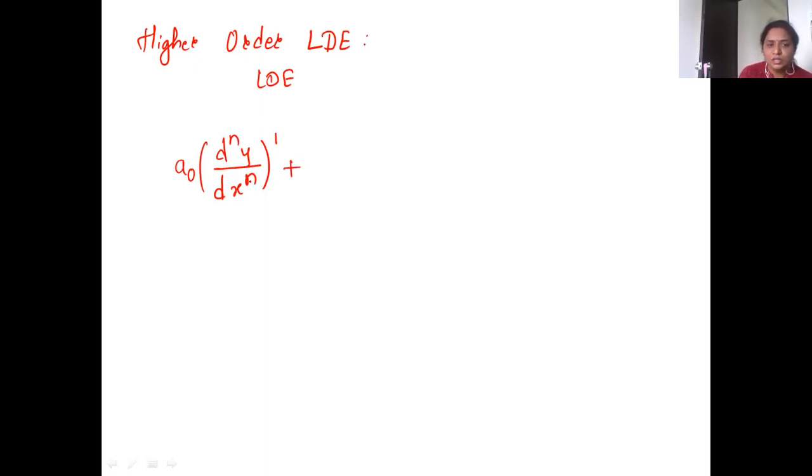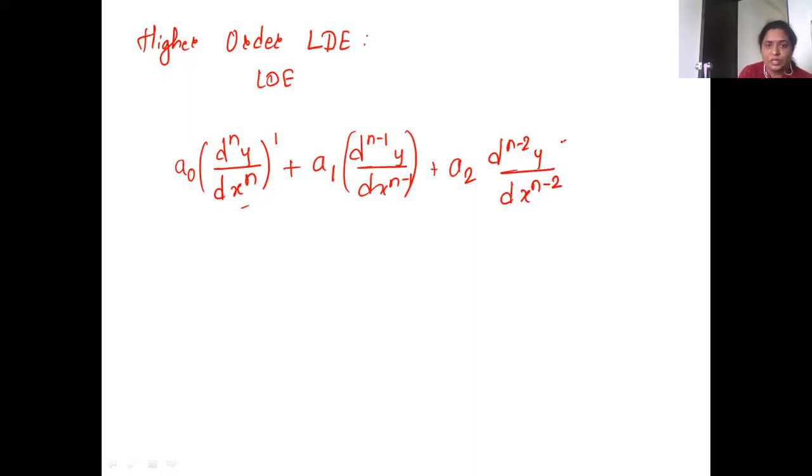What will be the next term? Order can be anything but degree is 1. So the order is reduced, say d to the n minus 1 y upon dx raised to n minus 1, and the next constant multiplied is a1. Multiplied with a constant. Next term can be a2 d to the n minus 2 y upon dx raised to n minus 2, plus so on, up to say an y is equal to some function of x.